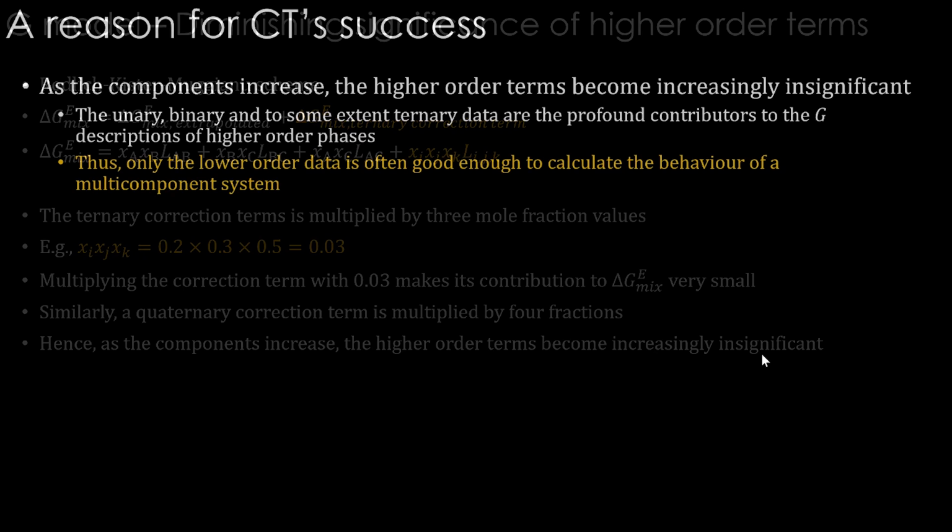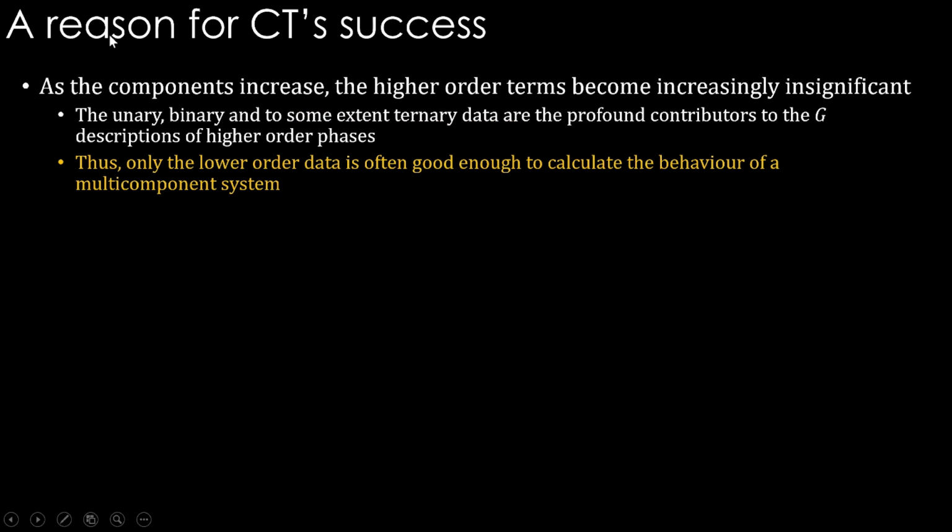I am going to put it in another slide here and call it one of the reasons for computational thermodynamics success. Okay. As the components increase, the higher order terms become increasingly insignificant. The unary, binary, and to some extent ternary data are the profound contributors to the Gibbs energy descriptions of higher order phases. This is important. Thus, only the lower order data is often good enough to calculate the behavior of a multi-component system.